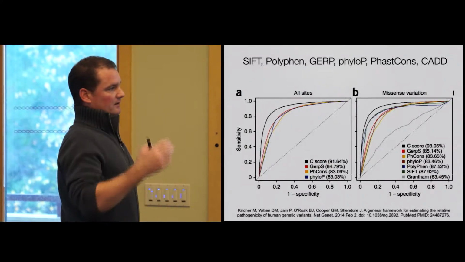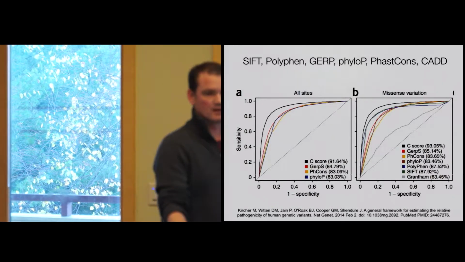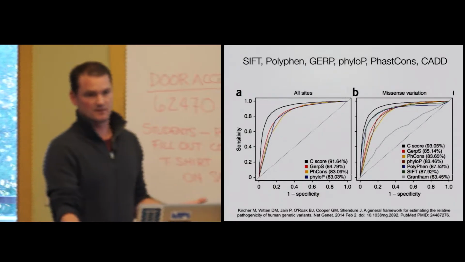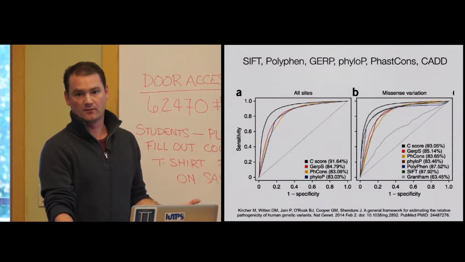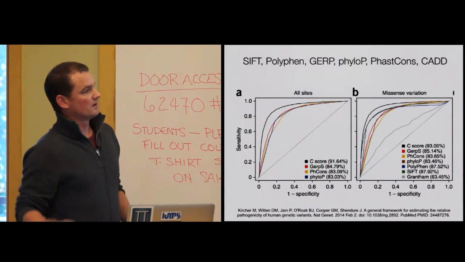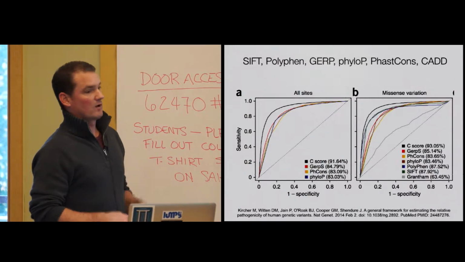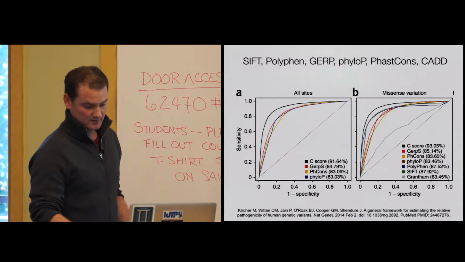When you sequence a genome, you're going to find hundreds and hundreds of missense or amino acid changes in a single individual. The question is, which of those actually disrupt the protein function? You depend upon tools like this to try to rank order those amino acid changes. But the point here is that it's not a solved problem.